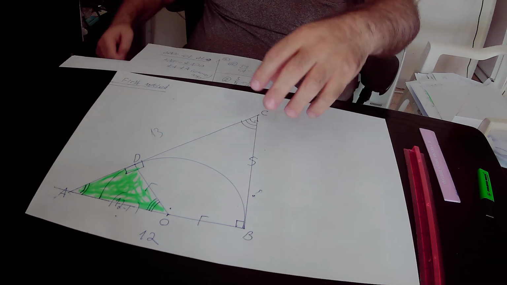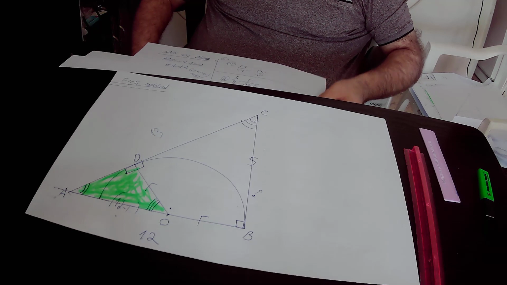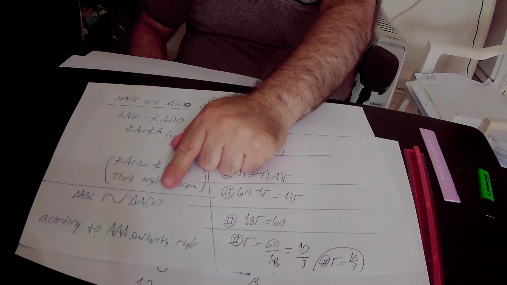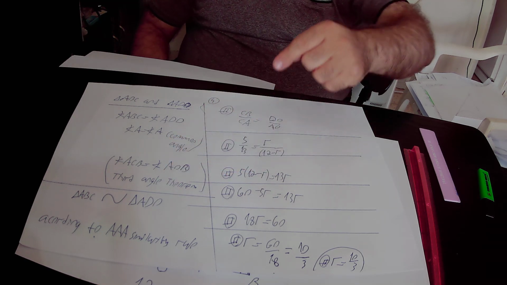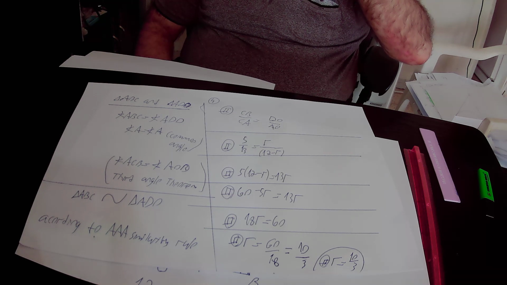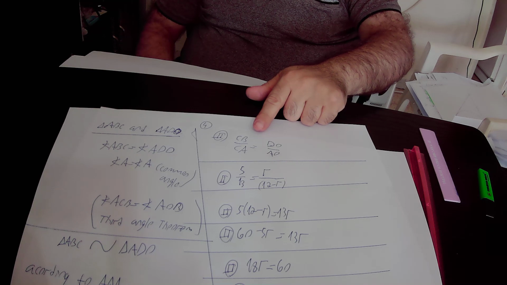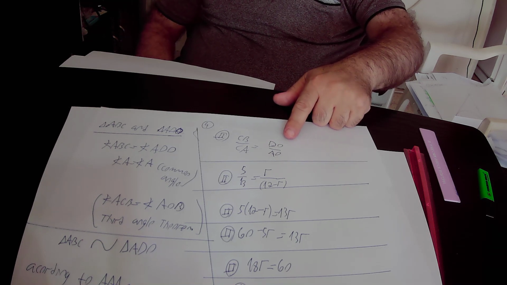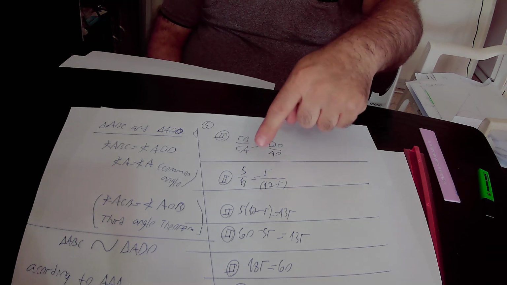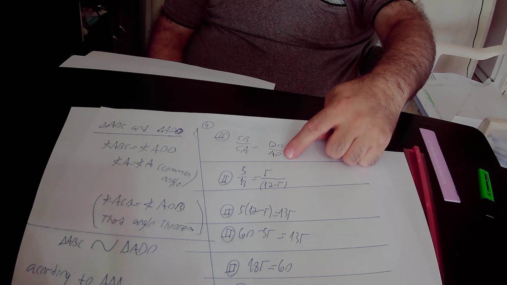Okay, so we proved that all three angles in triangle ABC are congruent to all three angles of the green triangle, triangle ADO. Therefore, triangle ABC is similar to triangle ADO according to the angle similarity rule. And from this, we conclude that CB over CA in triangle ABC is equal to DO over AO in triangle ADO, the green triangle. CB is 5, CA is 13, DO is R, and OA is 12 minus R.